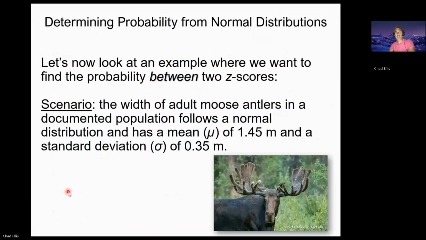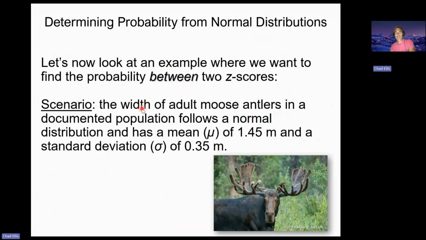Okay, let's do one final example, which is going to be a little different in that we're going to figure out the probability of getting between two z-scores. So now we're looking at the probability between two separate z-scores. So imagine our scenario is this.